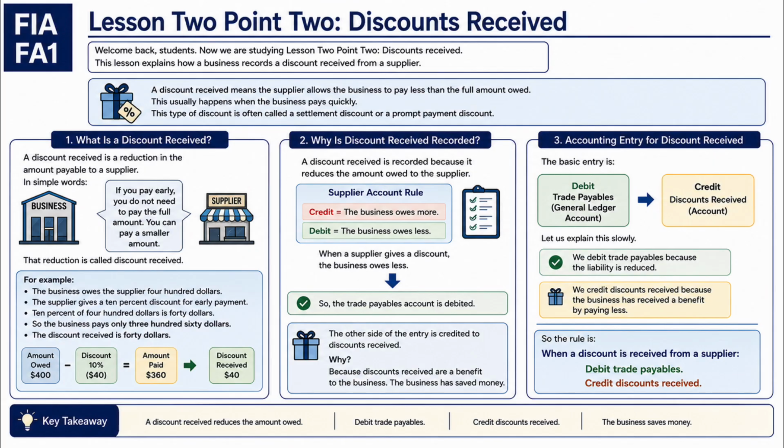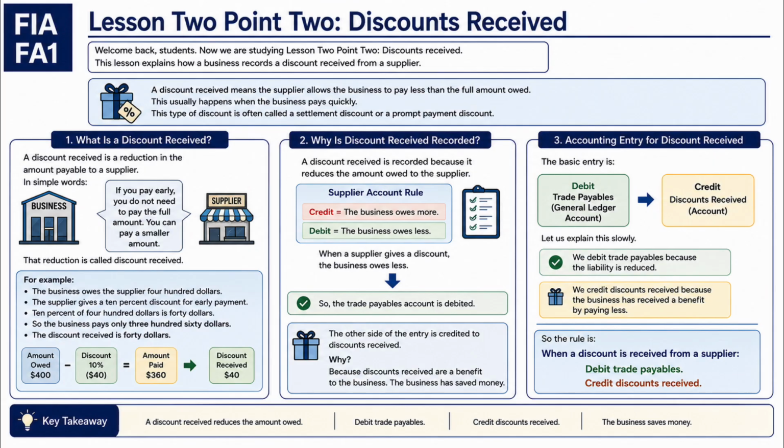For example, the business owes the supplier $400. The supplier gives a 10% discount for early payment. 10% of $400 is $40, so the business pays only $360. The discount received is $40.